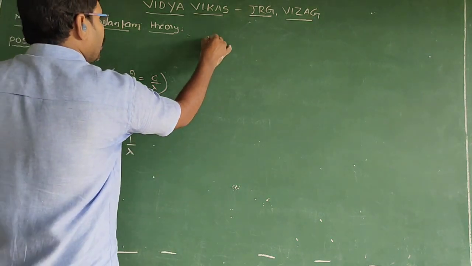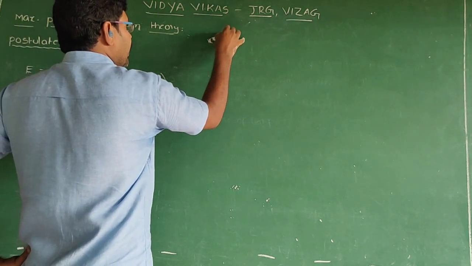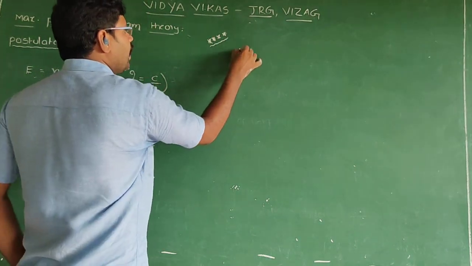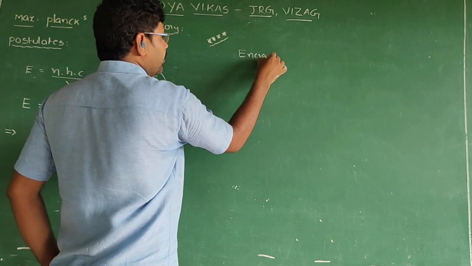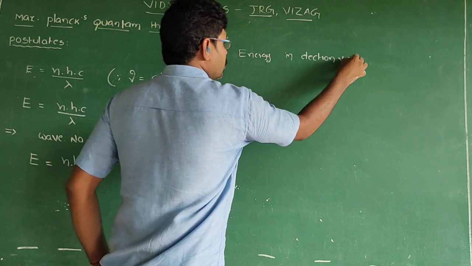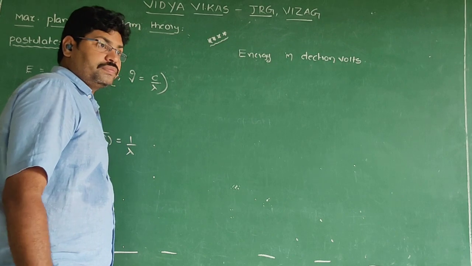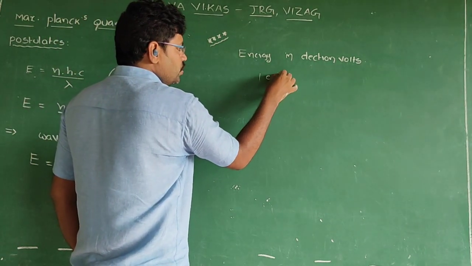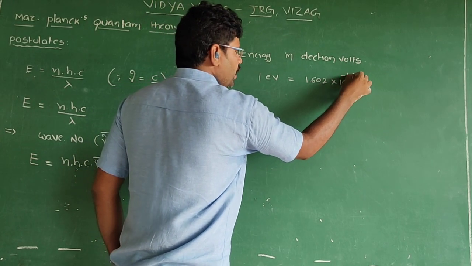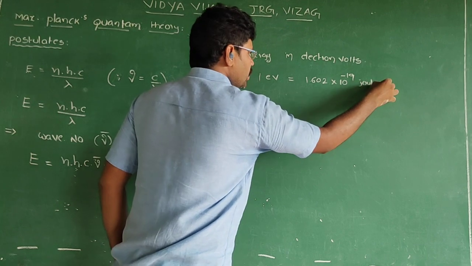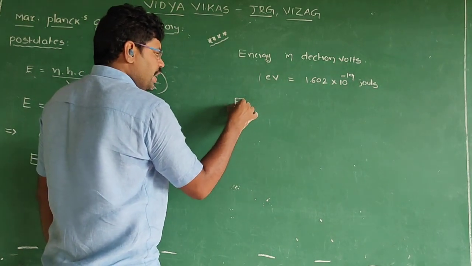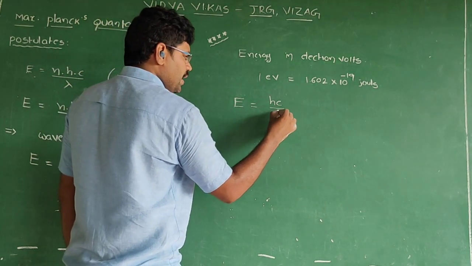And students, now let me come to the energy of emitted radiation formulas from the objective point of view, very, very important. Now we are ready to calculate the energy in the units of electron volts. Before I explain that, dear students, 1 electron volt is 1.602 into 10 power minus 19 joules. Keep in mind. Okay, students, we have the formula energy E is equal to hc by lambda.